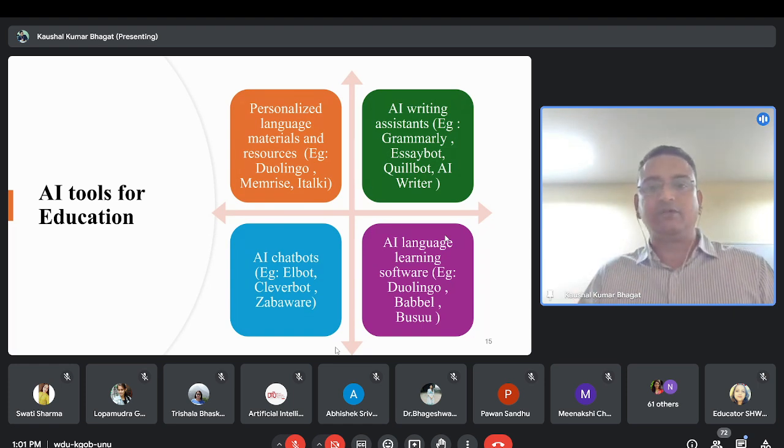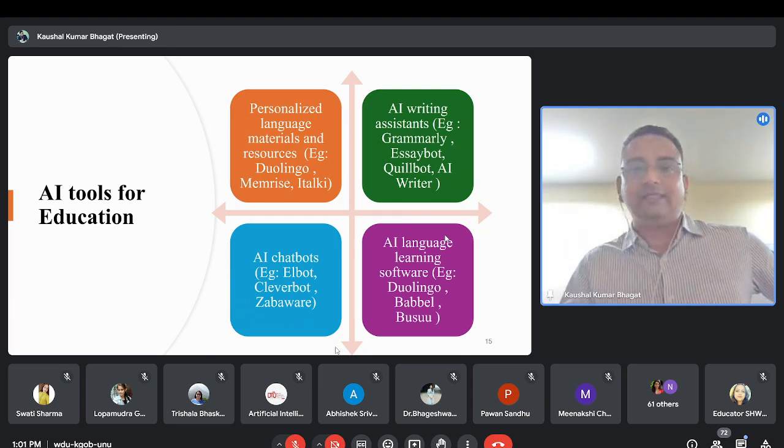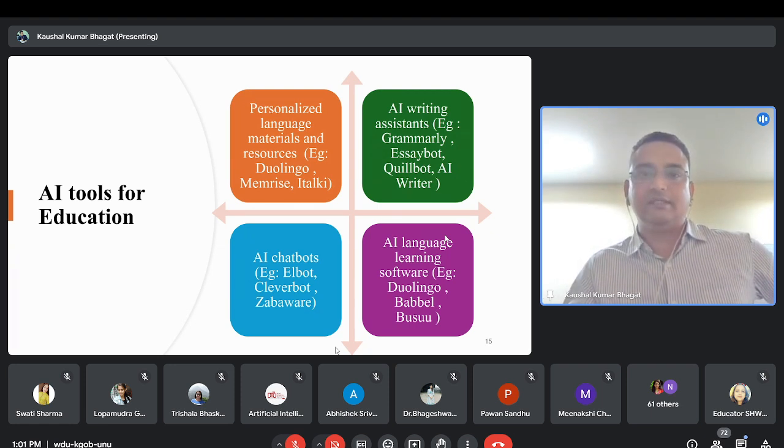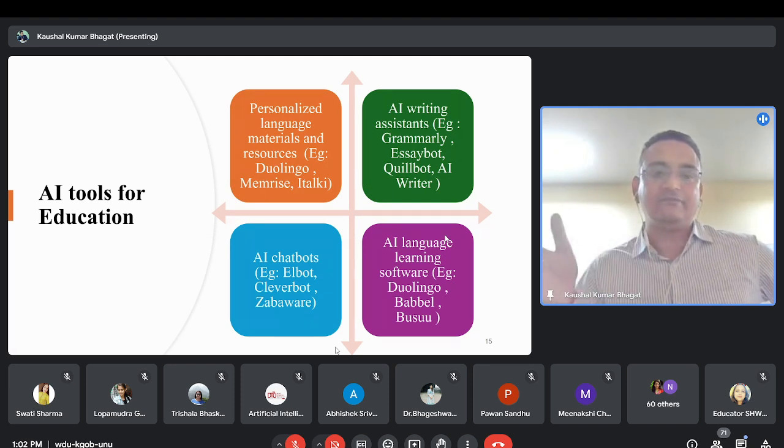Then AI chatbots are also a very good application, where you can integrate the chatbot with the web system, and the student asks a question and promptly gets the answer. You can develop an AI chatbot using ChatGPT also, right? Then you have AI writing assistants like Grammarly, Essaybot, AI Writer. Then you can have AI language learning software like Duolingo, Babel, Busuu. Those are different tools that could be implemented in language education.